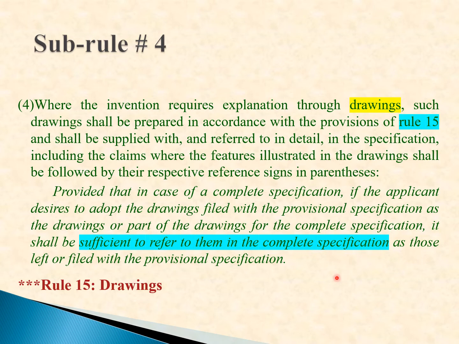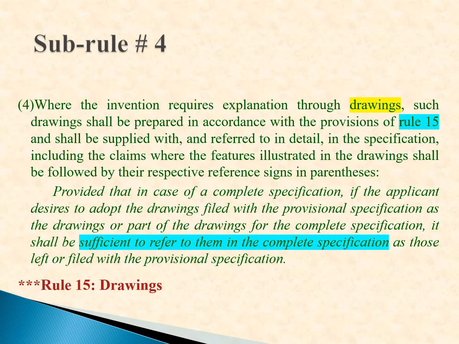Because in a detailed manner all the drawings are already there. As all the drawings with the features are illustrated already in the provisional part, there is no need to do the task again, right? So that's why it is just sufficient to refer to them in the complete specification. Fine.